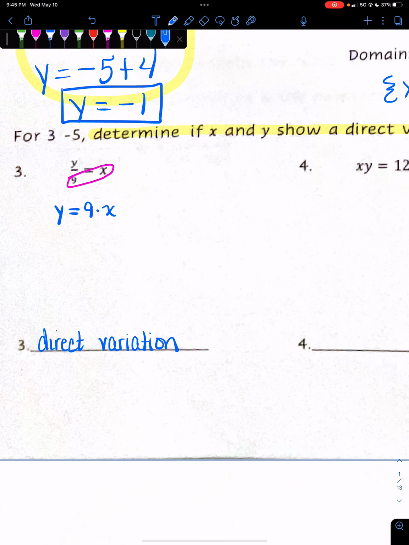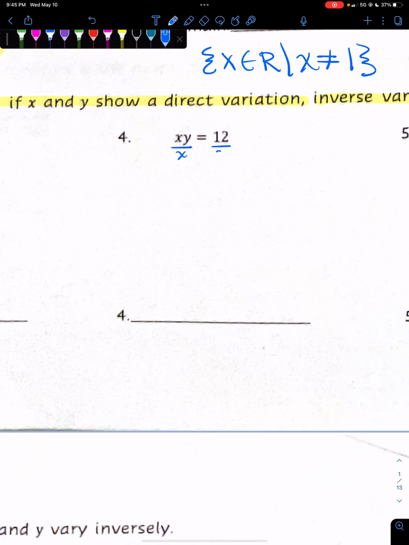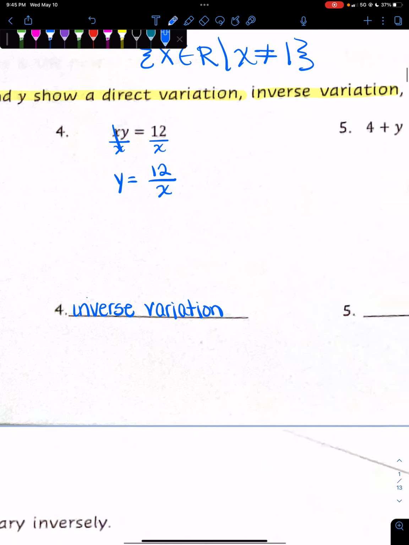Multiplication is direct variation. For number 4, on this one here, I'm going to go ahead and divide both sides by x. So I've got y is equal to 12 over x, this time with division. This is inverse variation. Our constant is 12. And the constant can be denoted by the variable k or a. In our class, we use a.